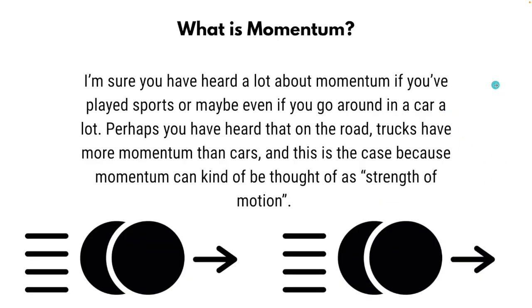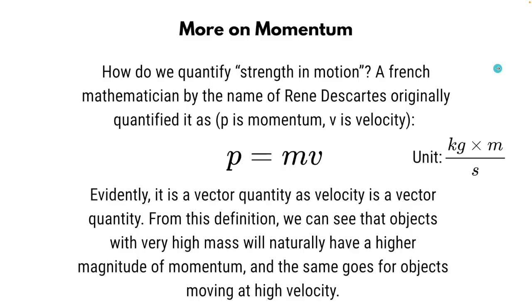Okay, so what is momentum? I'm sure you've heard a lot about momentum if you played sports, or maybe if you drive a car, and maybe you've heard that on the road, trucks usually have more momentum than cars. What we're going to see is that this is the case because momentum can be thought of as strength of motion. So how do we quantify strength of motion? Well, a French mathematician by the name of Rene Descartes originally quantified it as p equal to mv, where p is momentum and v is velocity.